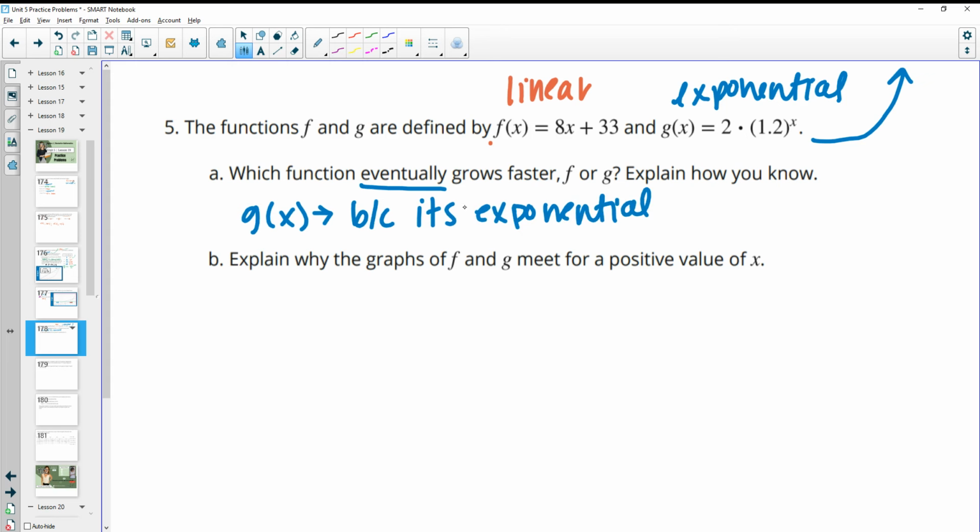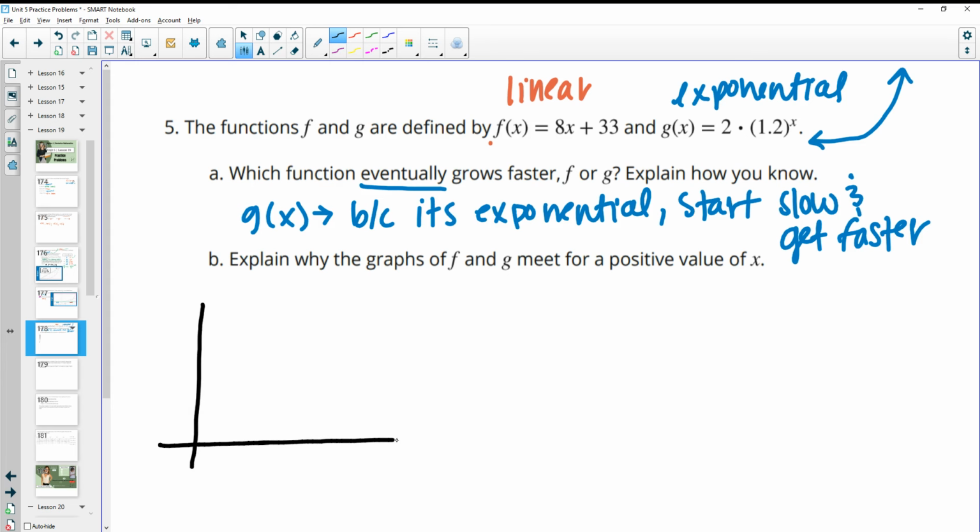And you could say that more if you wanted, because it's exponential, so we know it doesn't have a constant rate of change. It's going to start slow and then get faster. Even drawing a picture of it. Explain why the graphs of f and g will meet for a positive value of x.